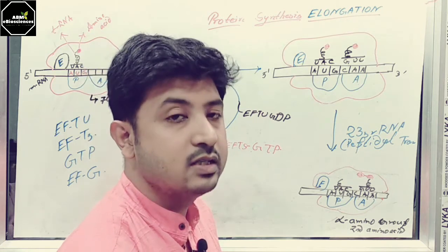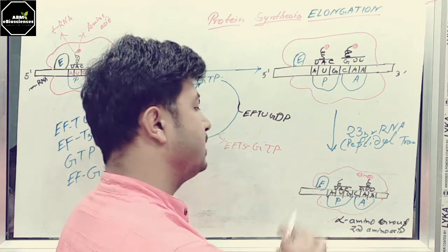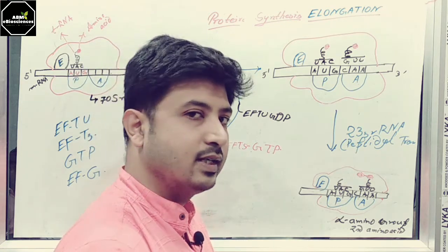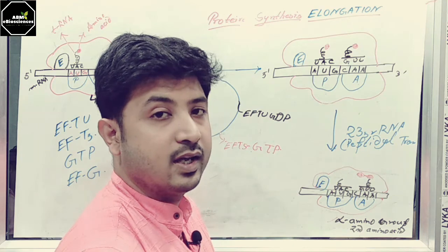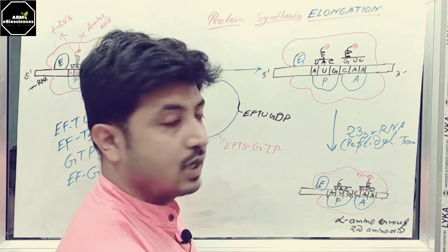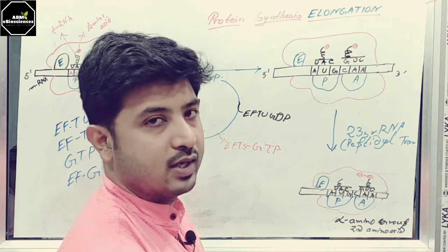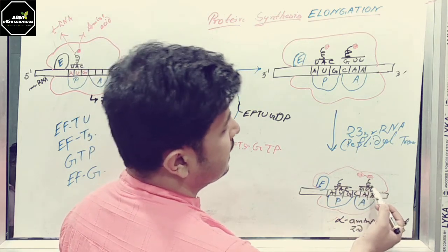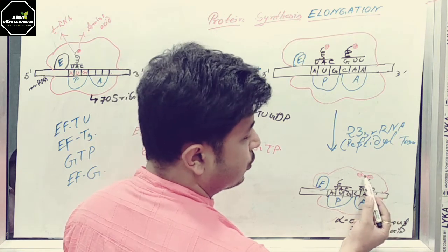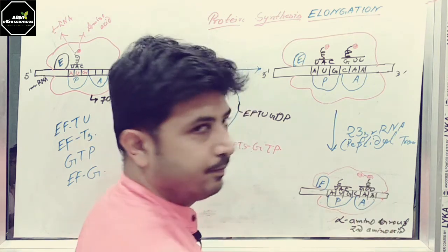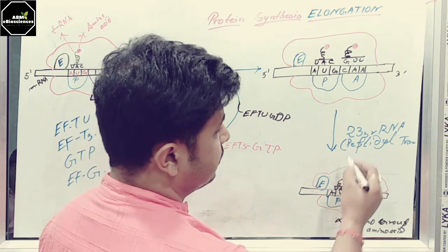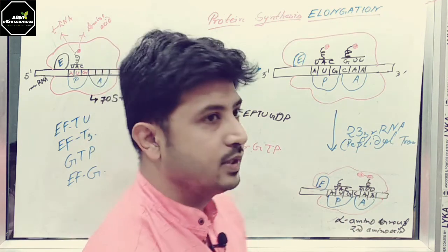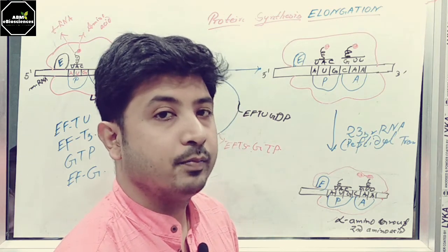So it is now uncharged without any amino acid, but the location is the same, that is the P site. So the P site now contains the F-met tRNA, which is uncharged, and that amino acid has been transferred to the second tRNA containing the amino acid and joined with a peptide bond, which is formed by the 23S rRNA, that is peptidyl-transferase. So up to this is the part of the elongation.